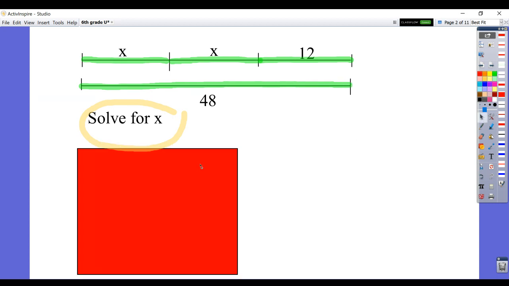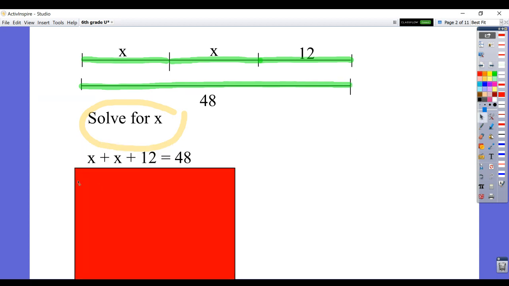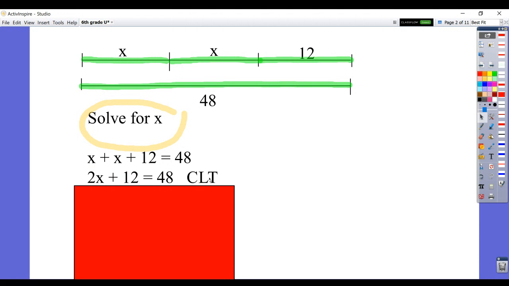Now, how you choose to solve that at this point is up to you. But again, we would say x plus x plus 12 equals 48. You could do it in a more formal format like I have shown here, which is that when you combine the x plus the x, we get 2x. So we have 2x plus 12 equals 48.